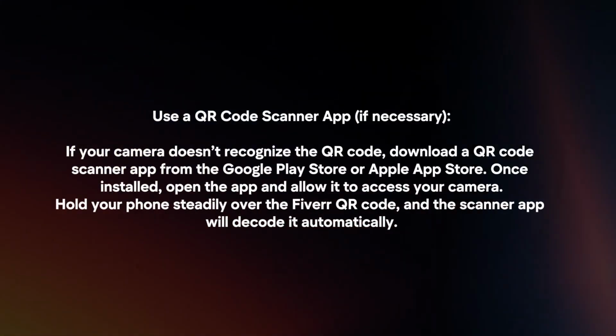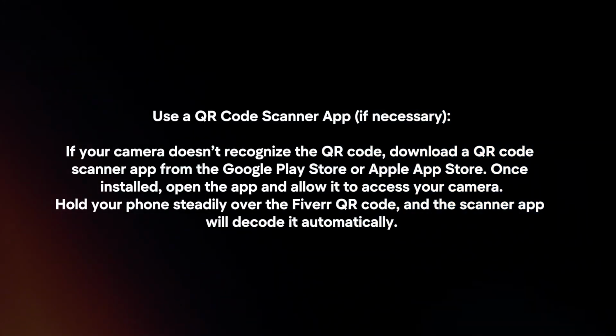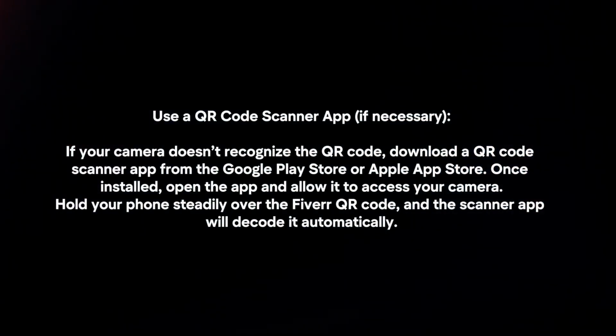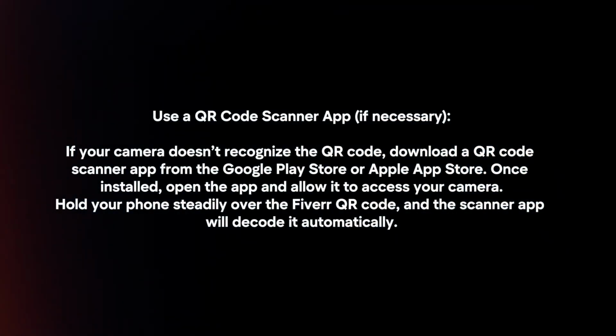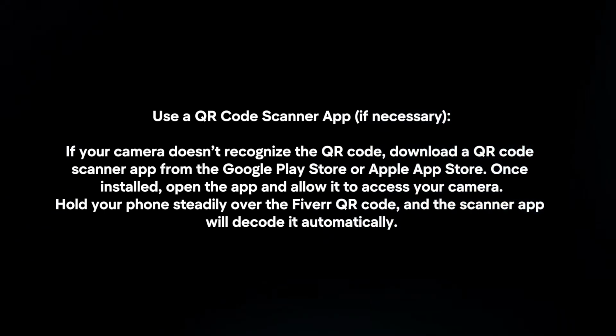Use a QR code scanner app. If your camera doesn't recognize the QR code, download a QR scanner app from the Google Play Store or Apple App Store. Once installed, open the app and allow it to access your camera. Hold your phone steadily over the Fiverr QR code and the scanner app will decode it automatically.